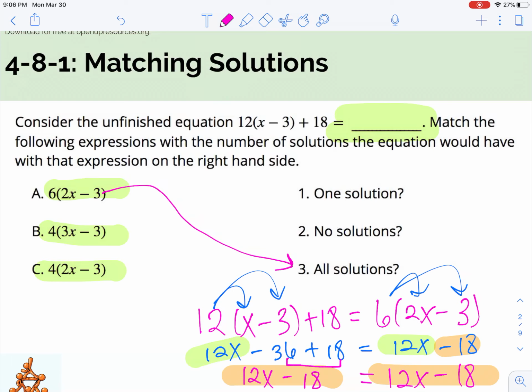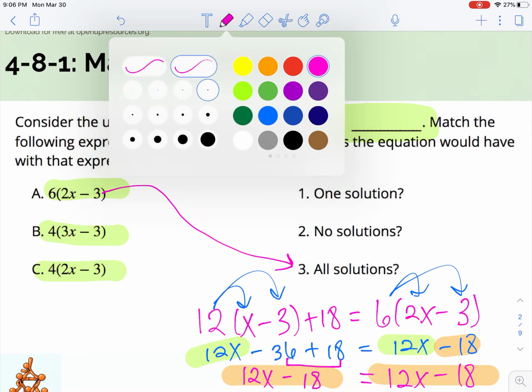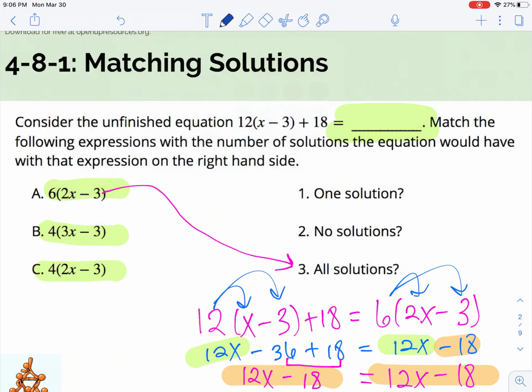So what you're going to do for the other two problems is you're going to set it up just like I did, because I don't want to be here forever doing something that you guys can do on your own. So I would set this equal to this, right? So 12 times x minus 3 plus 18. And then same.